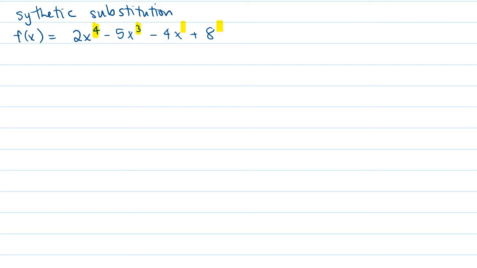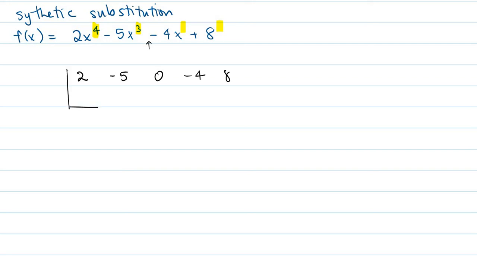Once we know that it's in standard form, then what we're going to do is write the coefficients of each of the exponents. So we would start with 2, negative 5. Don't forget that there is something here. It's a 0, because that would be 0x squared. Then we have negative 4, and we have 8.